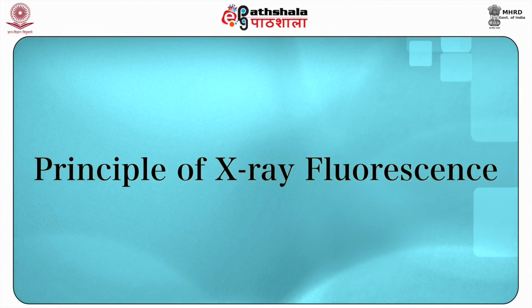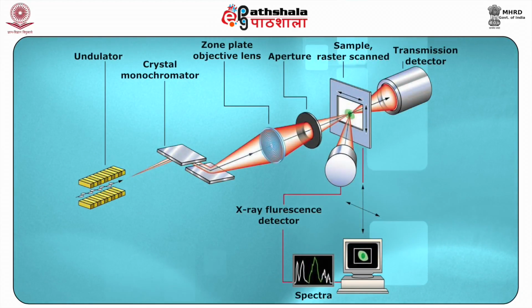Principle of X-ray fluorescence. X-rays interact with matter in many ways like absorption, scattering, and diffraction, etc. Absorption of X-rays is used for determining the elemental composition of a sample, and the method is known as XRF or X-ray fluorescence. The sample to be analyzed for elemental composition is placed in the path of an X-ray beam, which will get absorbed by the sample.